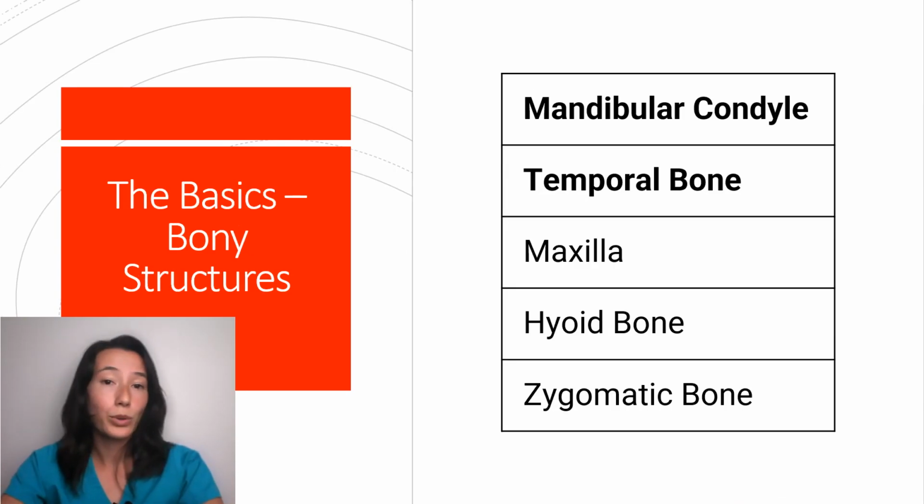Talk about some bony structures that are involved. So there are two that are bolded, the mandibular condyle and the temporal bone. These two, I would say, are the two main bones that you should consider with the TMJ. Now, the other ones that are listed, the maxilla, hyoid bone, zygomatic bone, these are involved because they serve as attachment sites to the muscles that act on the mandible.